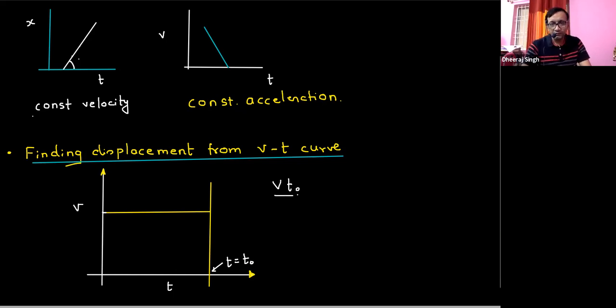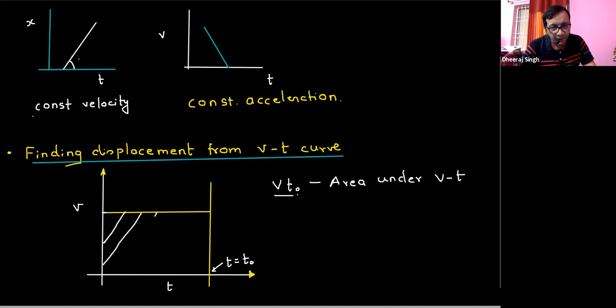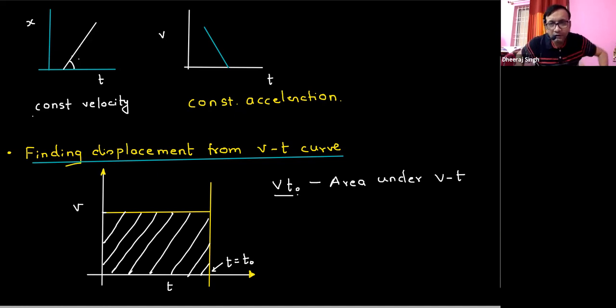So graphically, how does it represent it? Area of the graph, right? V into t naught is the area under the VT graph. Okay, so area under VT graph is the displacement. Now we have identified that is true for constant velocity. What if velocity is not constant? Let us say it is like this.